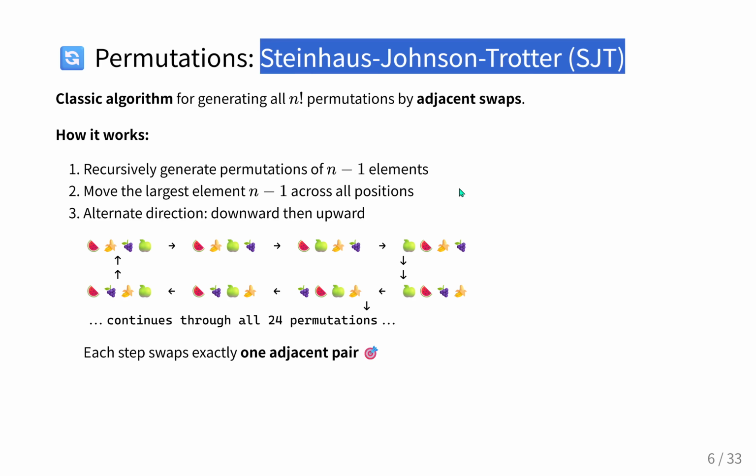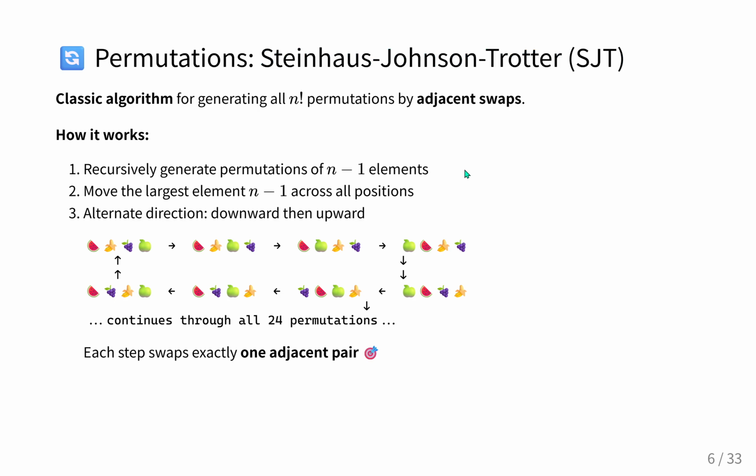It's not randomly jumping around. Right, so instead of shuffling the whole deck, you're just swapping two cards that are physically right next to each other. The SJT mechanism works by essentially weaving elements through the list. Yeah, it takes the largest element and swaps it step by step down the line until it hits the end. And then the next largest element starts weaving its way back through.